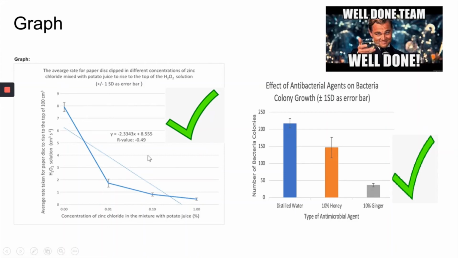So that actually it looks like a curve. Okay, so yes, you have dot to dot. Okay, it starts from the origin 0, 0. Okay, you got the title that is plus or minus 1 SD error bar. Okay, so you got the dotted trend line.